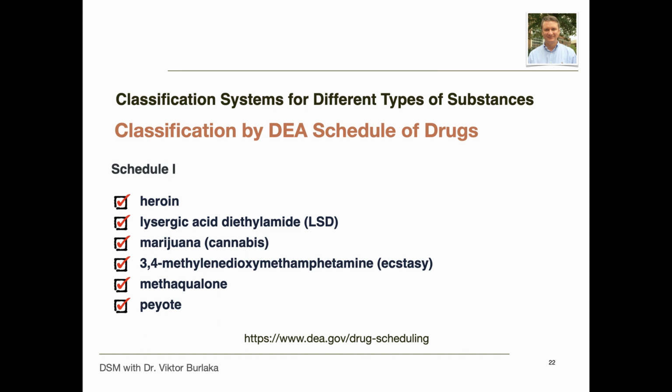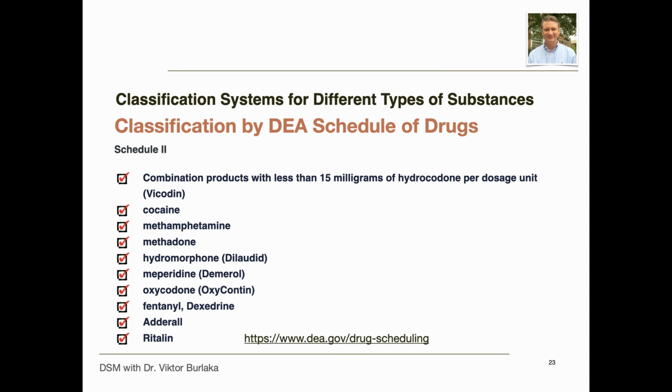Drugs, substances, or chemicals that belong to Schedule 1 are defined as drugs with no currently accepted medical use and a high potential for abuse. Drugs, substances, or chemicals belonging to Schedule 2 are defined as drugs with a high potential for abuse, with use potentially leading to severe psychological or physical dependence. These drugs are also considered dangerous.